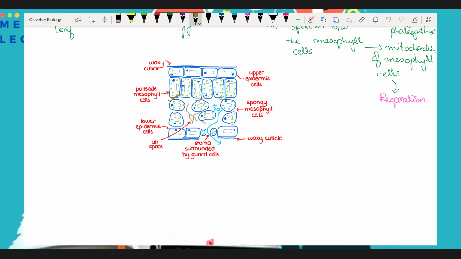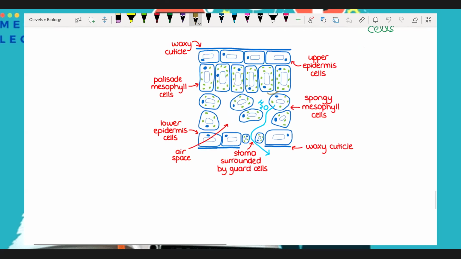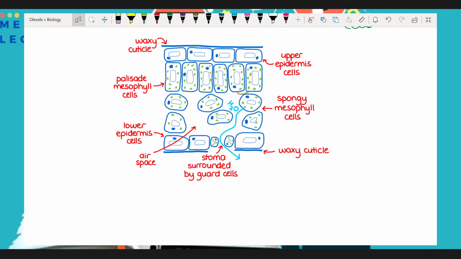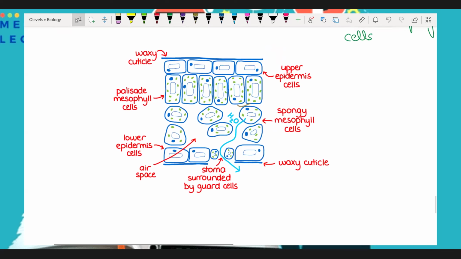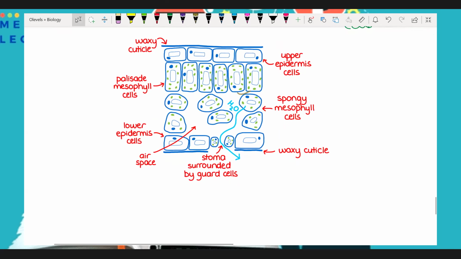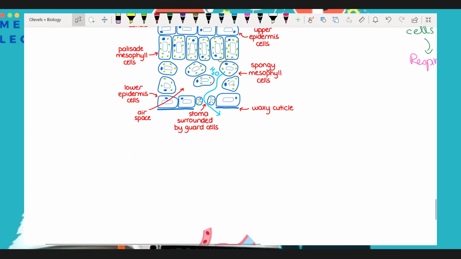While in case of oxygen as well, if it is present between the air spaces of these mesophyll cells, it will move into the mesophyll cells and particularly into the mitochondria, and that is for respiration, right? Is that clear? Yes, ma'am. Or should I explain it more?